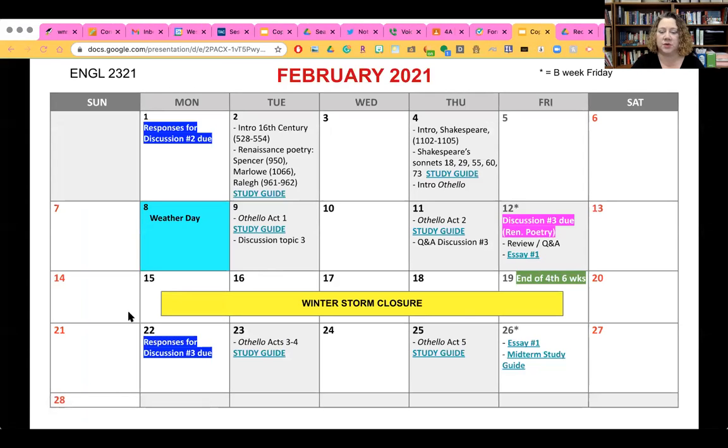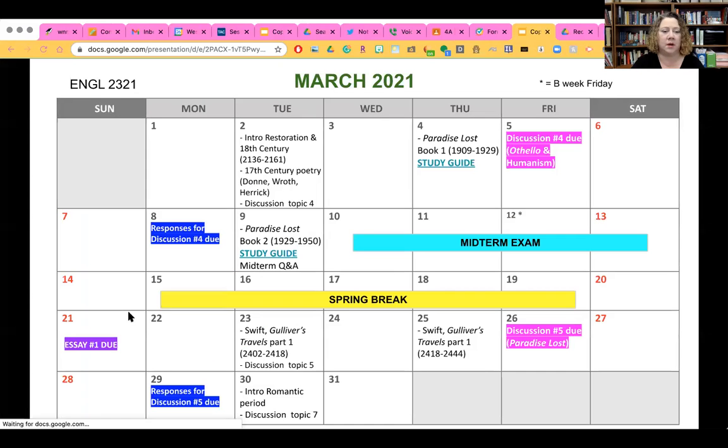On Tuesday next week, we can watch the film if you want. We're going to start in with the next unit, unit number 3, the Restoration in the 18th century. I'm going to give you some poetry. You don't have to read anything for Tuesday. These are the pages about the next time period, but I'll do a PowerPoint on that day that distills that down. And then I'll show you some of the 17th century poetry. So there isn't really a reading assignment for Tuesday.